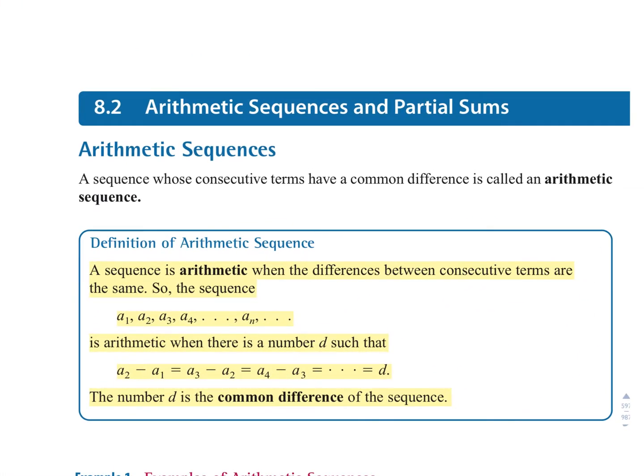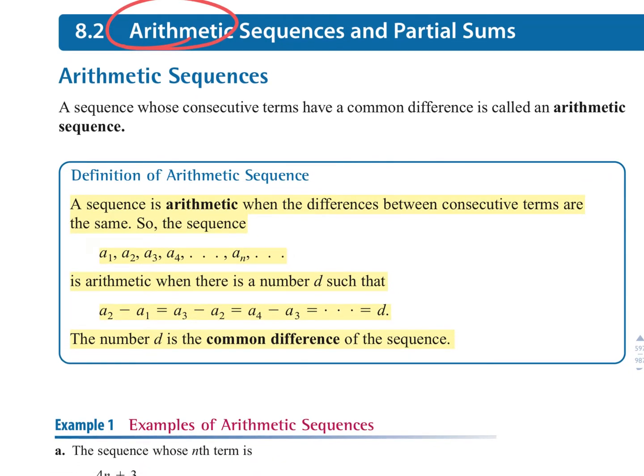8.2, we're continuing with our sequences and series, but we're getting more specific today and focusing on arithmetic sequences. In an arithmetic sequence, we have a common difference. It's when you add or subtract to get from one number to the next. An example of an arithmetic sequence would be like 3, 5, 7, 9, because we add what to get from one number to the next? We add 2. Since we have a common difference, this would be arithmetic.